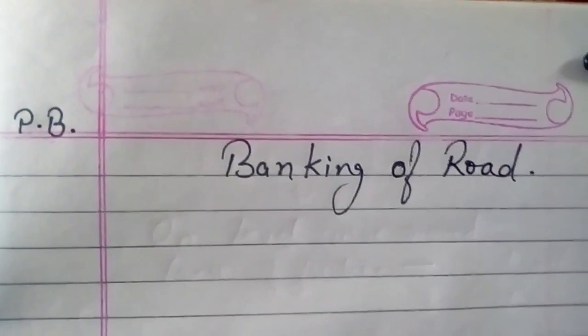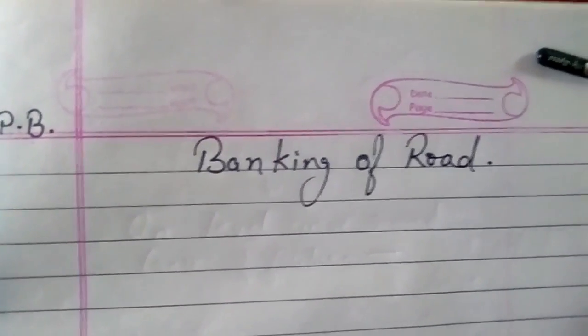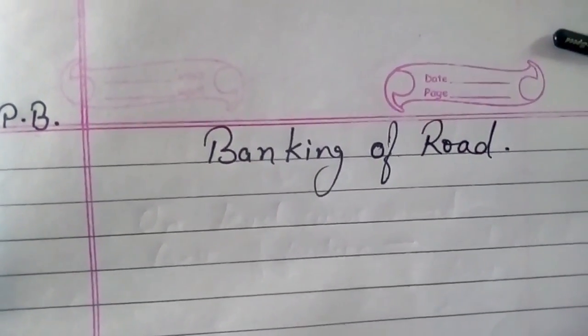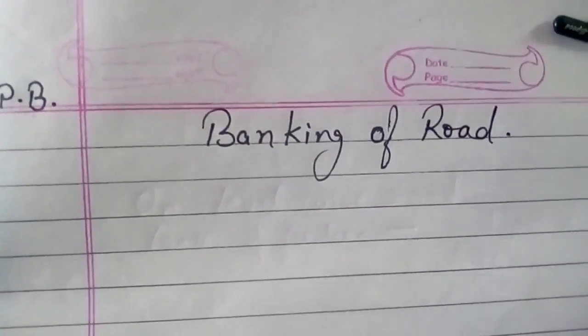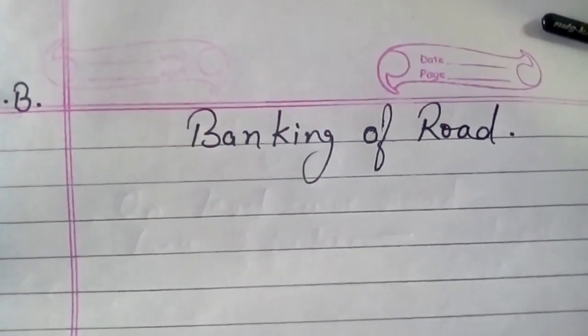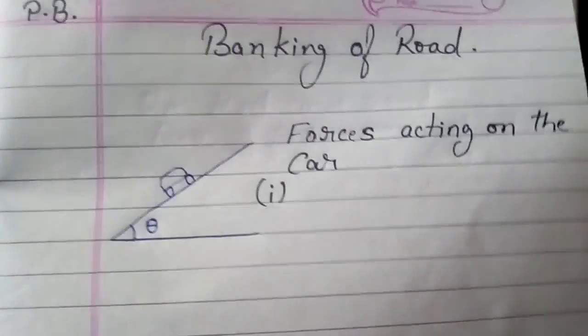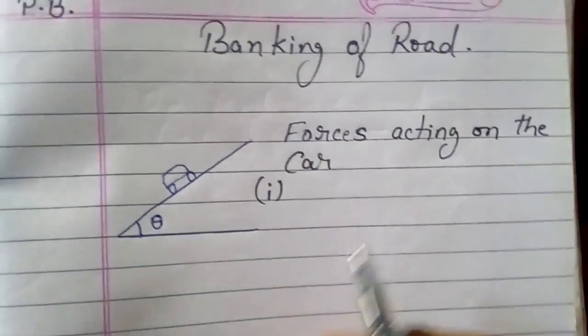Earlier, on a level curved road, force of friction was responsible for creating centripetal force, but it will be better to raise the outer edge above the inner edge. So a component of normal reaction would also contribute in providing the necessary centripetal force. Let's talk about the forces acting on the car.